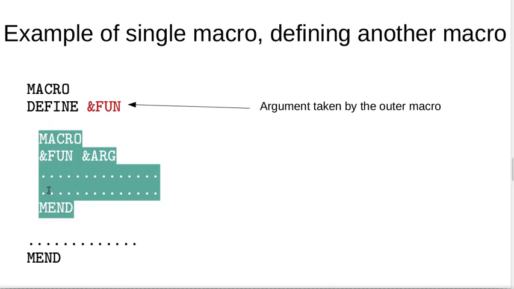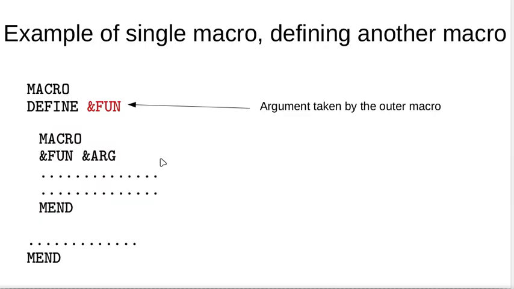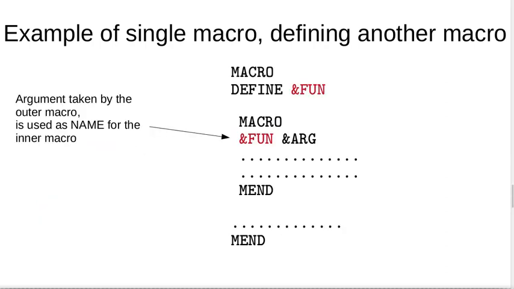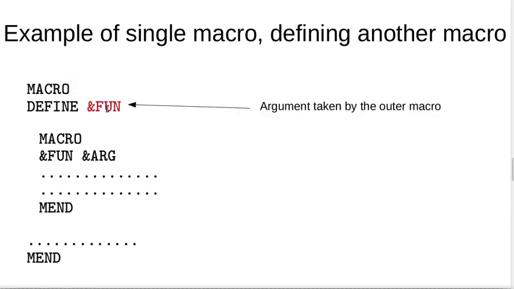Fine. So what I have highlighted right now is the inner macro, and the remaining part is that of the outer macro, right? In this case, ampersand fun is the argument that was taken in by the outer macro. Fine. Ampersand fun is the argument taken in by the outer macro. This we already know, right?